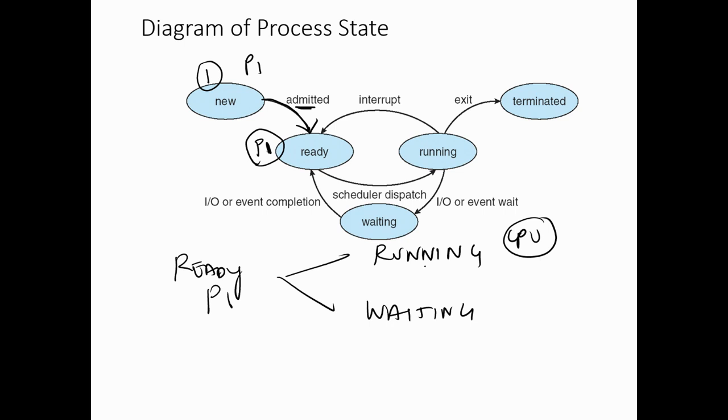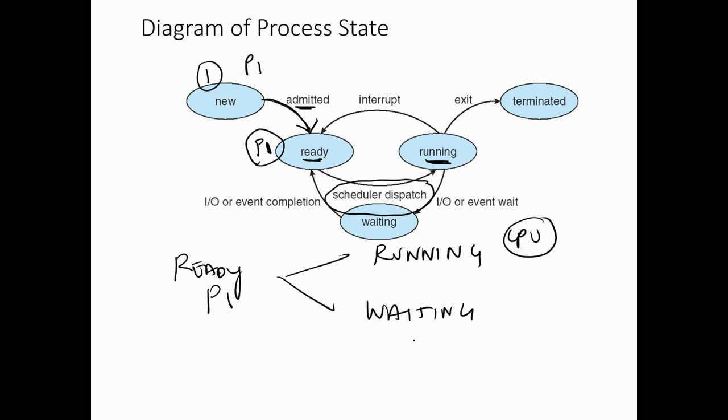But if the processor is not ready, because some other process is currently executing inside the processor, then P1 has to be in the waiting state. So we use a scheduler dispatch to move the process P1 from the ready state to the running state. If not, or if we need IO or completion to be done, we move from the ready state to the waiting state.